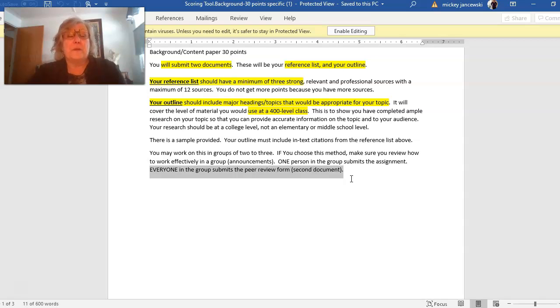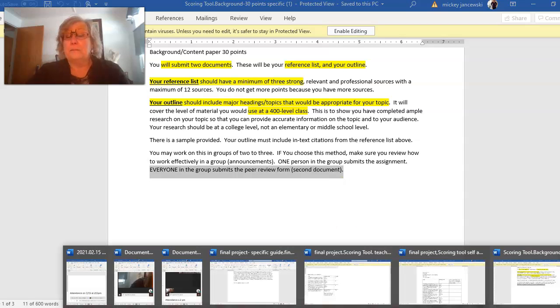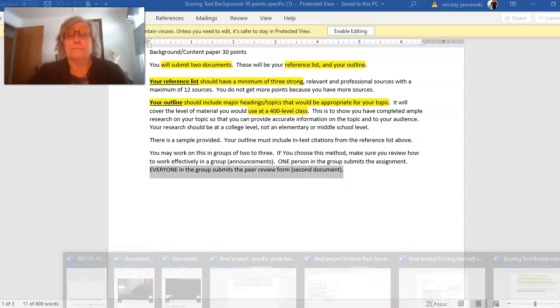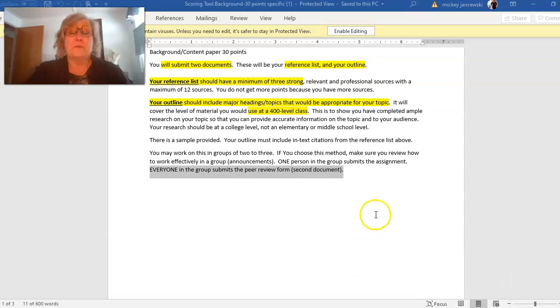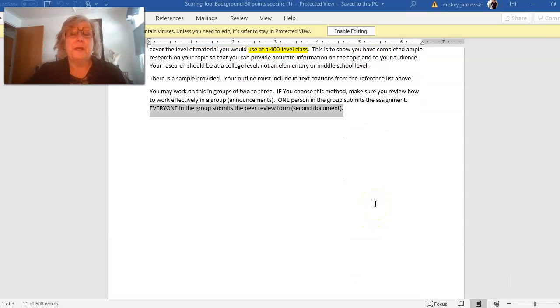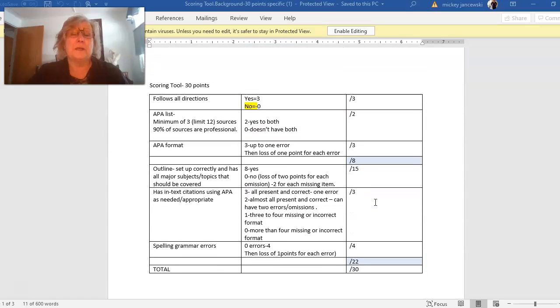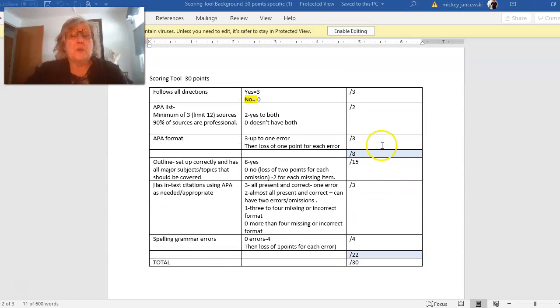So the peer review form I have open, we'll look at it at the end. I think I have it open. If not, it's a very simple form to fill out. I believe it's at the bottom of the scoring rubric. So here's the scoring rubric.